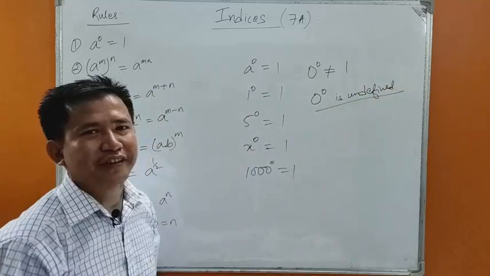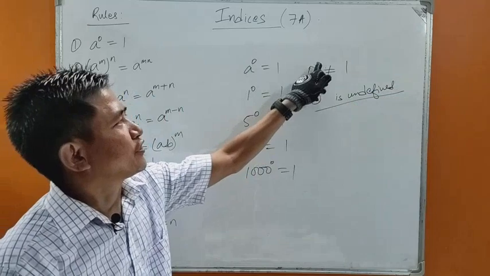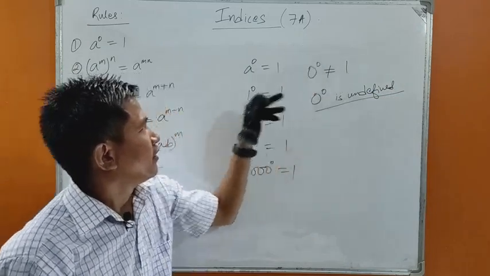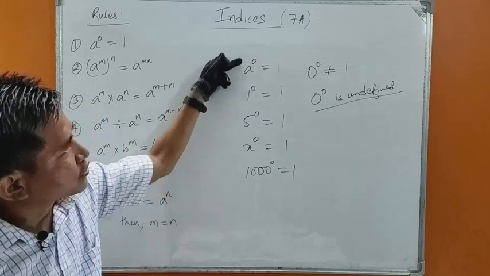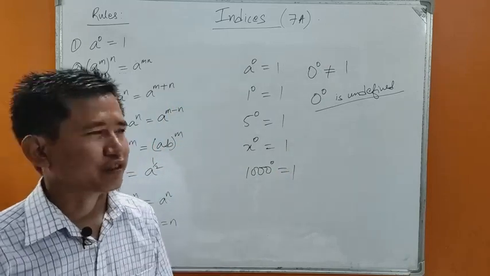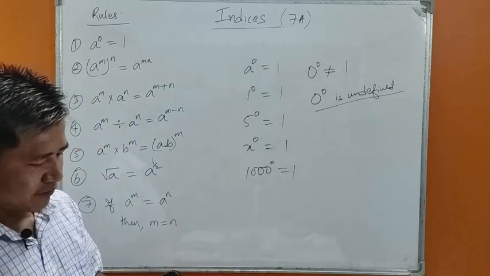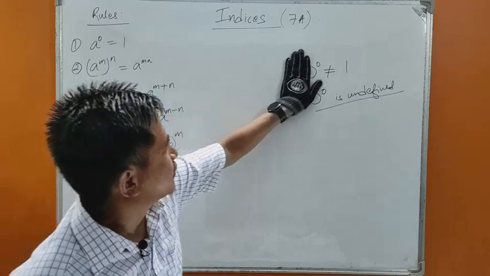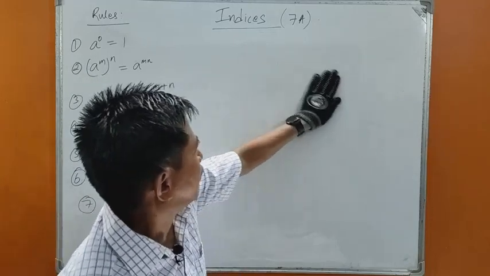0 to the power 0 is undefined. 0 to the power 0 is not equal to 1. Other than 0, anything to the power 0 is equal to 1. Any number raised to power 0 equals 1. Please keep this in mind. This is rule number 1. Now we will move on to the next rule.